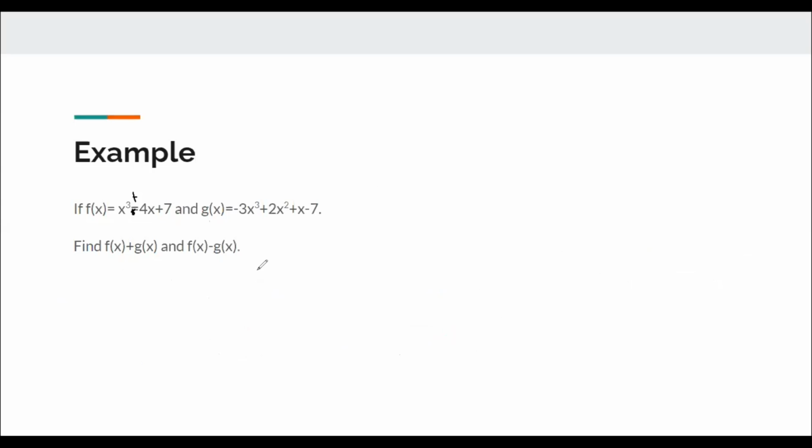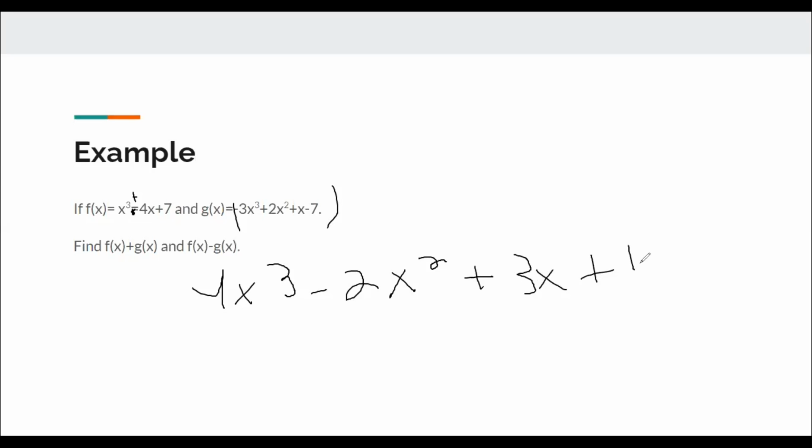Okay, and if you do f of x minus g of x, you're just going to do x cubed plus 4x plus 7 minus this whole thing. So that's just going to become 4x cubed minus 2x squared plus 3x and then plus 14. So it's pretty straightforward. Just remember, if they have similar powers, you have to do the coefficient thing where you add the coefficients and then you place the term like that.